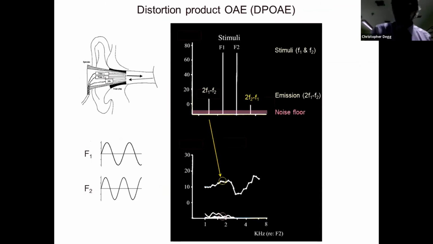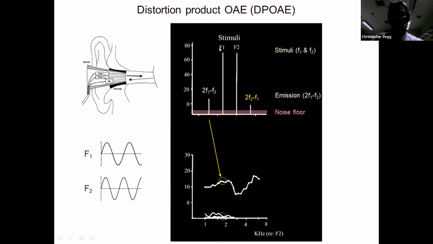Another emission type is called distortion product. With this one, the stimulus is actually 2 pure tones that are played in simultaneously. The 2 pure tones are a different frequency, F1 and F2, and what this relies on is the theory of distortion. Those outer hair cells are non-linear. And if you play 2 pure tones into any nonlinear system, it will distort. It gives you buzz.